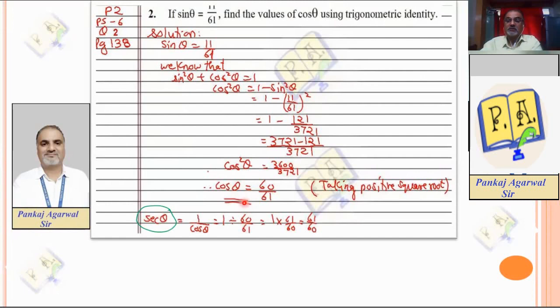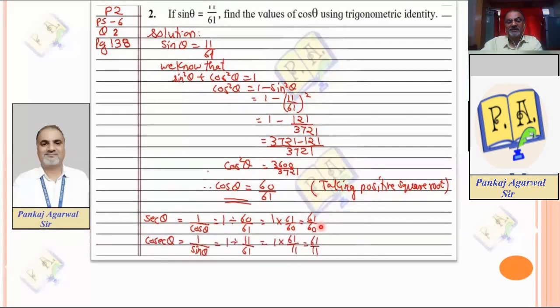Also find out the other trigonometrical ratios, for example sec theta. While I'm explaining this, so that in future you know what answers are asked in the question. What is sec theta? 1 upon cos theta. 1 divided by 60 upon 61. When you multiply, the reciprocal will become the answer.